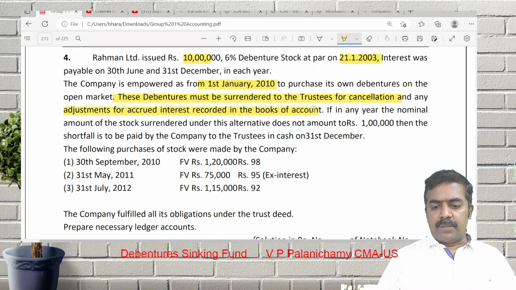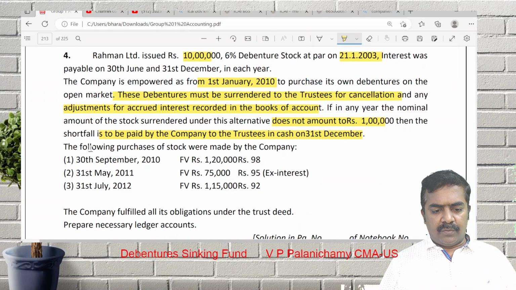Look at the next one, most important. If in any year, nominal value of the amount of stock surrendered under the alternative does not amount to 1 lakh, then shortfall to be paid by the company trustees in cash on what date? 31st December கொடுத்திருக்காங்க.